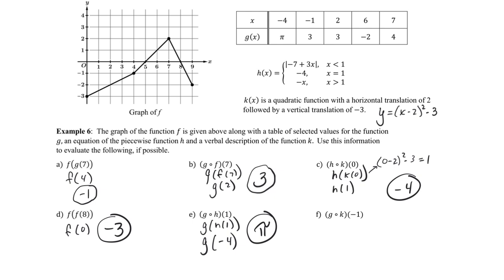Last one. So I rewrote it. K of -1. I go to my k function, this guy up here. I substitute in -1 where the x is. I get 6, so I get g of 6. So I go with the g function, find 6. My output is -2. And that's how you do all these weird composite functions when you have many, many functions.